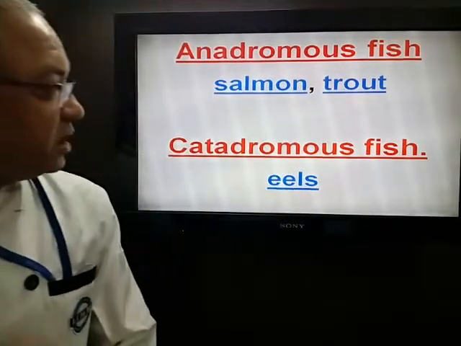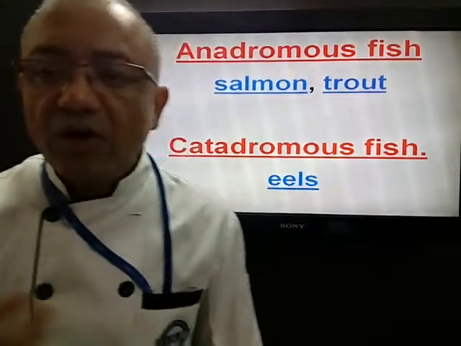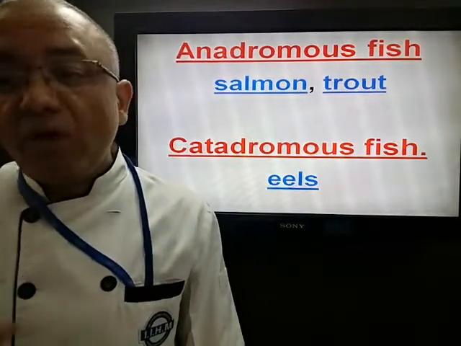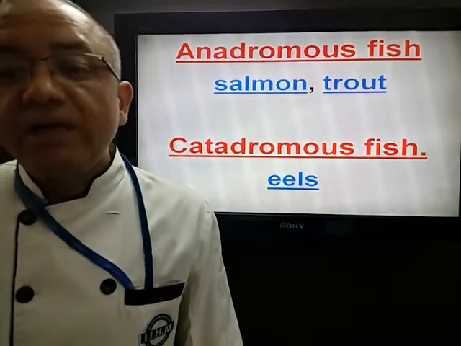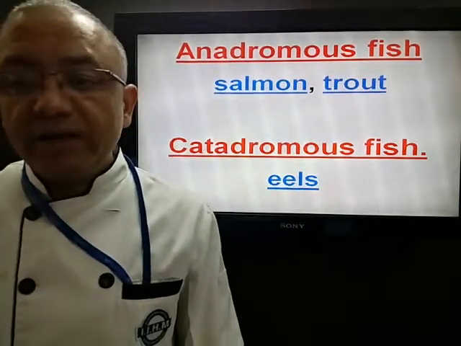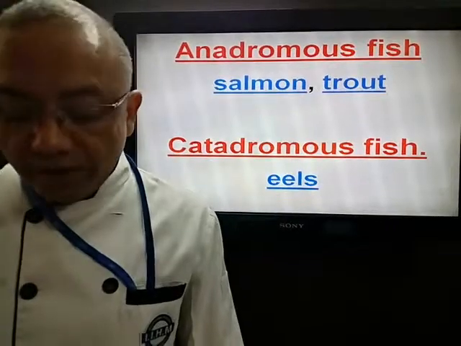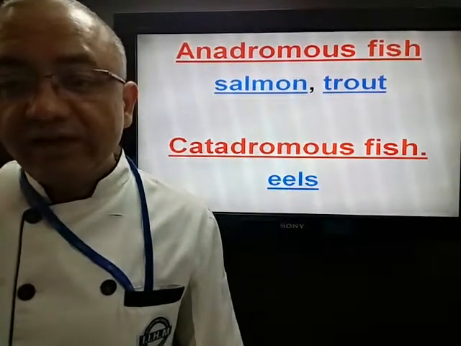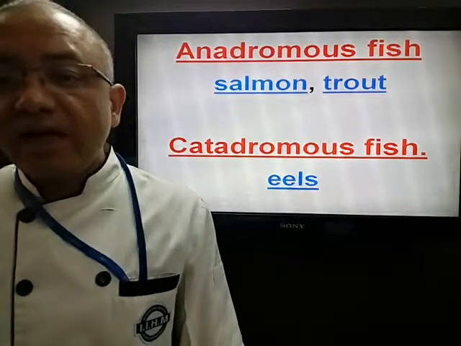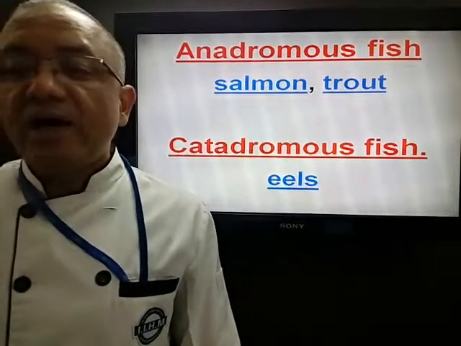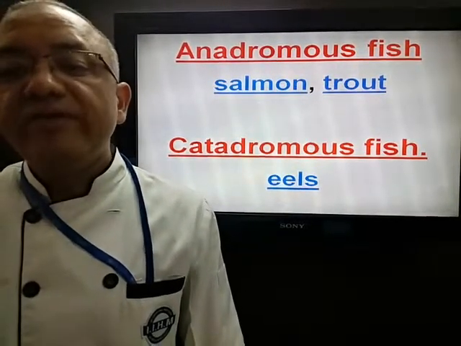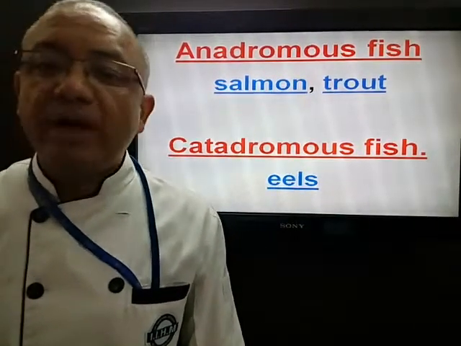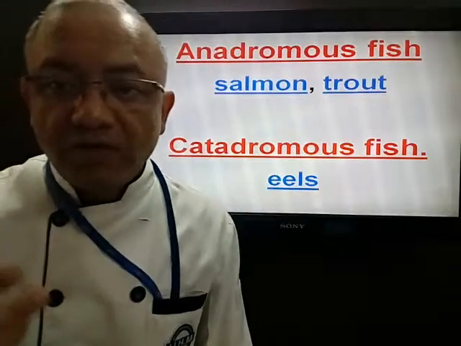The other one is the catadromous fish. When we talk about the catadromous fish, they, on the contrary, are born in salt water but live most of the time in fresh water. So it's contrary to the other, in how they live. For catadromous fish, if you may understand it again, they are born in salt water but live in fresh water. So the salmon lives in salt water, but they come into the fresh water.